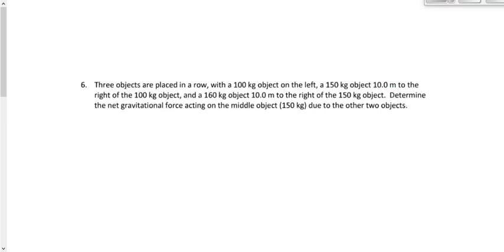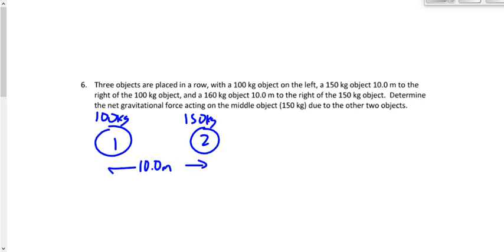And 6. 3 objects are placed in a row. 100-kilogram object on the left. 150-kilogram object to the right of that one. And it's 10 meters to the right. And then we have object number 3, which is 10 meters again to the right. And it's 160 kilograms. We want to find the net force on the middle one.